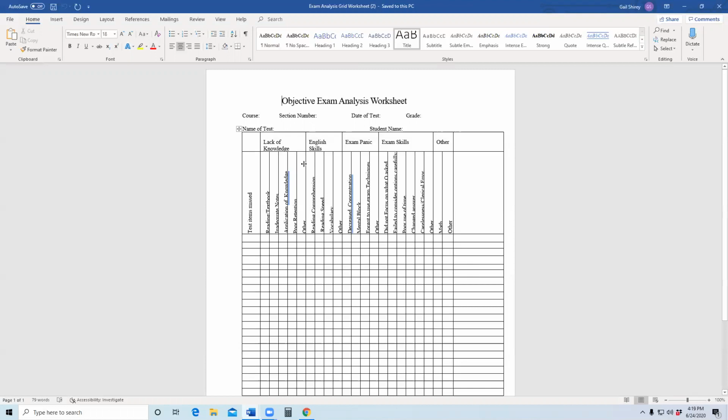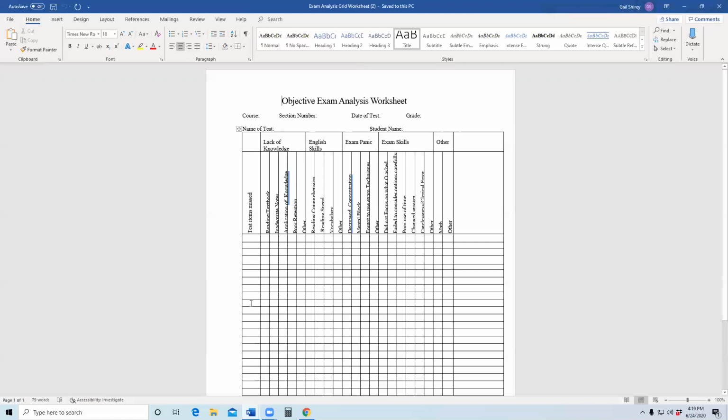How you complete this is you download this document, you type in what the course is, the section number of your course, the date that you did the test, and then what was the grade you got on it. These items down here, you are listing only the problems you got wrong. So for example, if the first one you got wrong was number 3, you would list number 3 here.